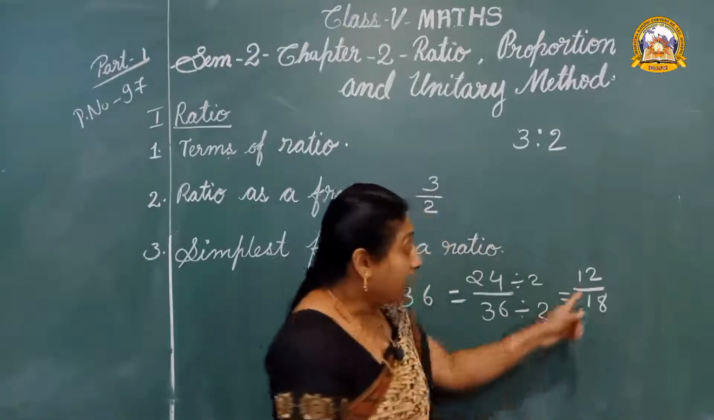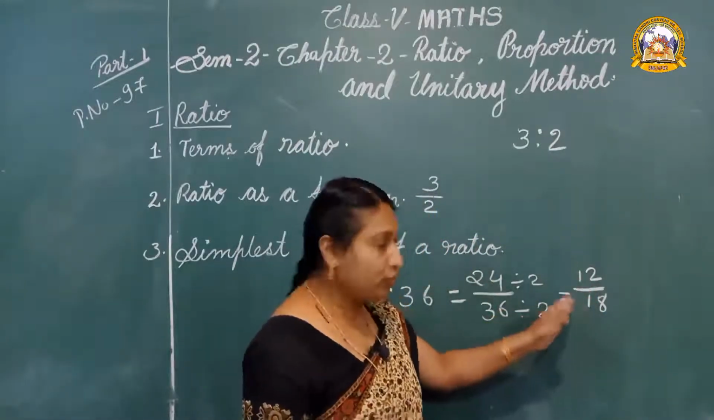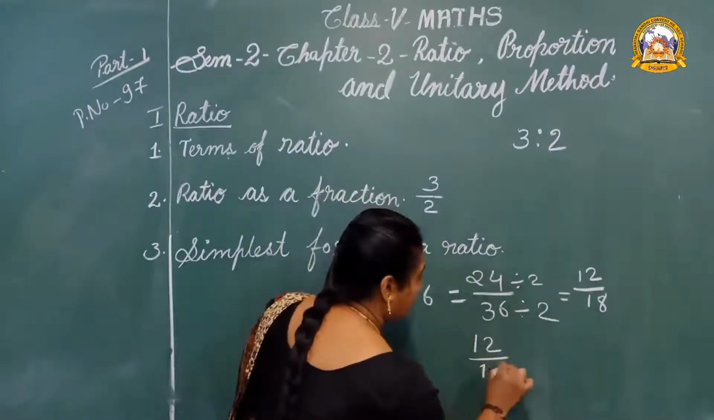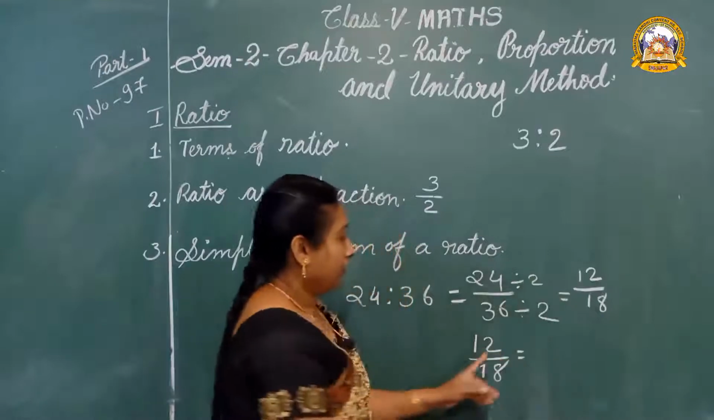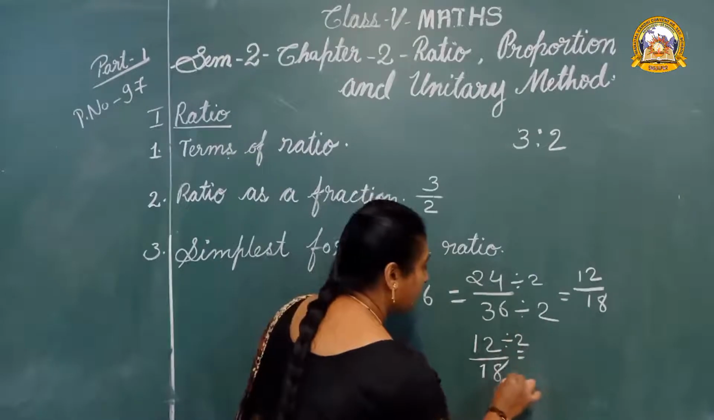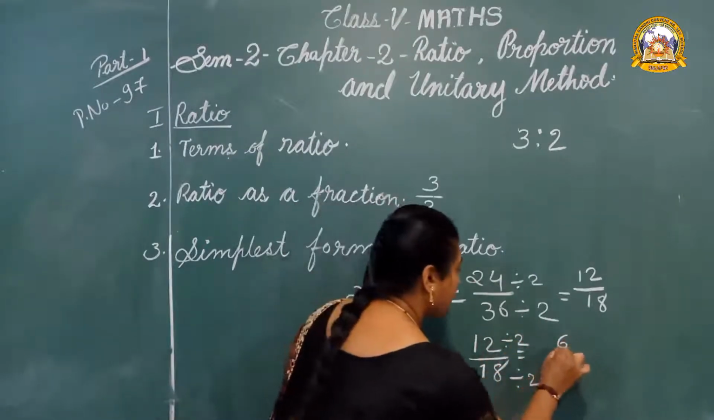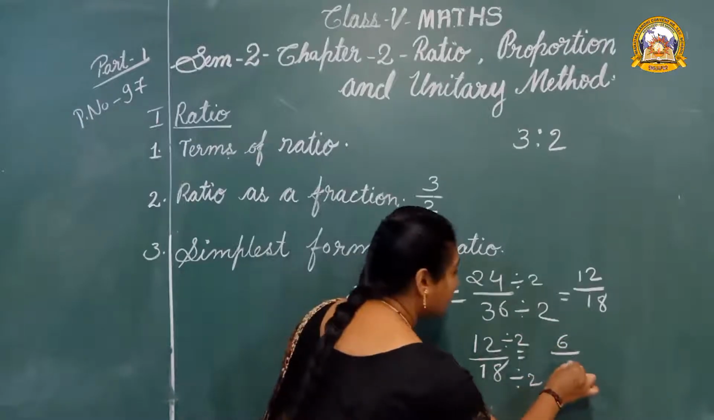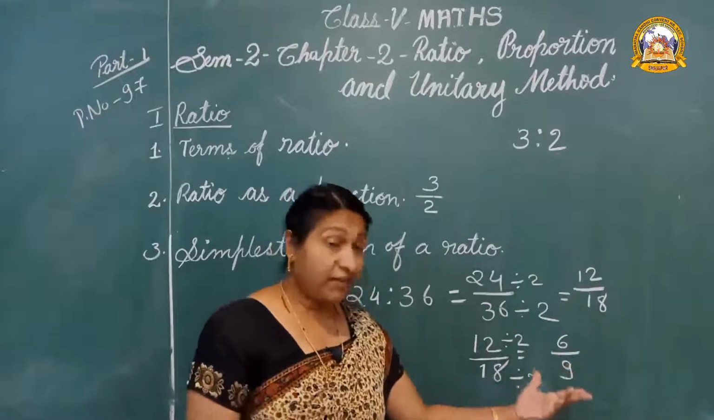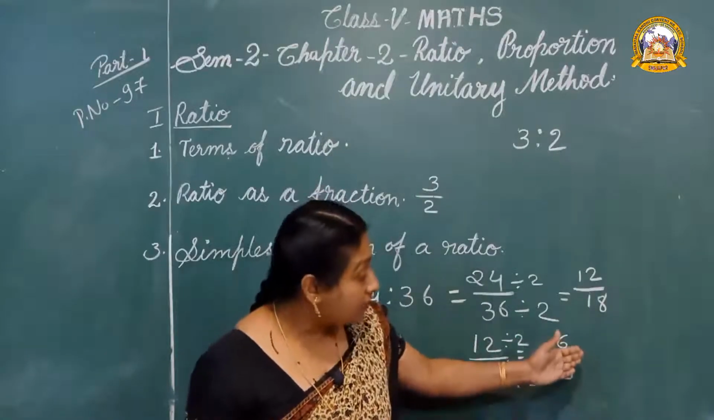18. Children, again they are even numbers. They are multiples of 2. Okay. Then 12 by 2 and 18 by 2. 12 by 2 is 6 and 18 by 2 is 9. Okay. Again we can make its lowest form. How is that?